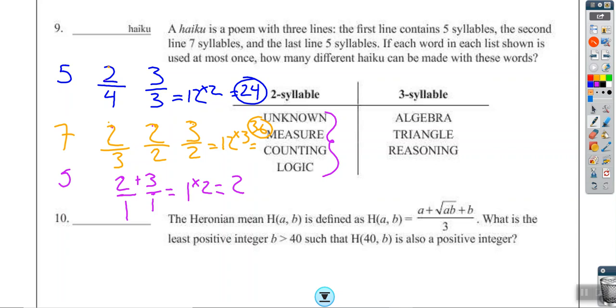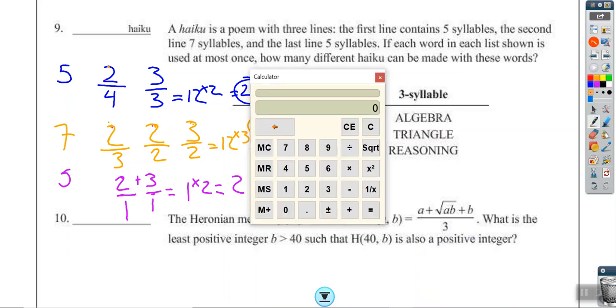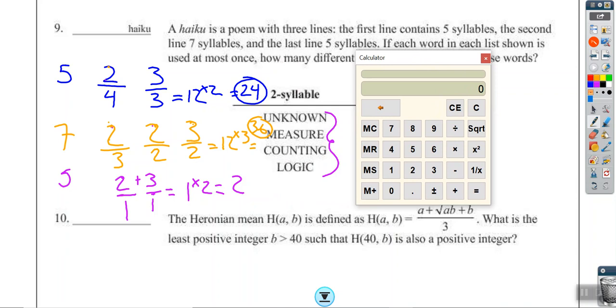So now we can go ahead and pull up our handy dandy calculator. Is it 24 times 36 times 2? We have 24 options in the first line, and I need to multiply that by the 36 possible options in the second line times the two possible options for the third line, and I get my answer. Wow. So it's not that difficult of a problem, quite frankly. It's pretty straightforward, but you have to know how to organize it and think about it.